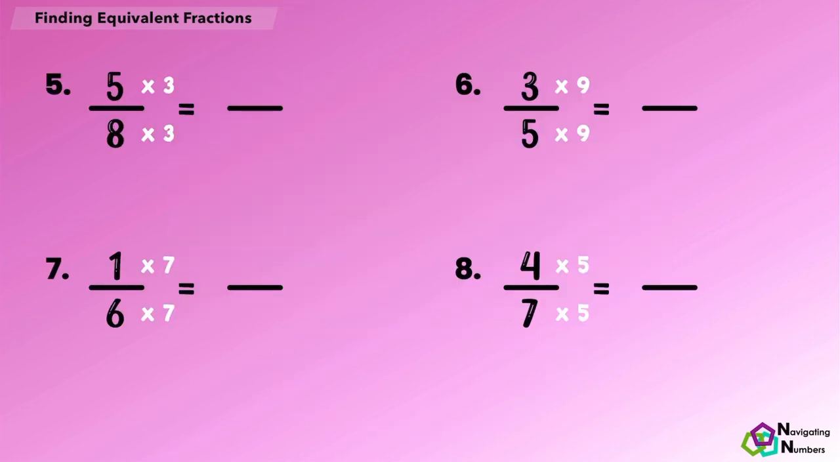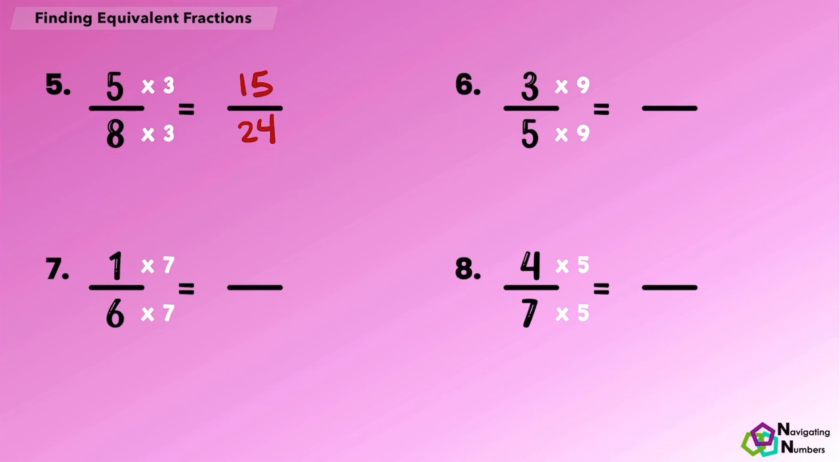Let's do 2 more examples. Number 5, we have 5/8. Let's multiply both of them times 3. 5 times 3 is 15. 8 times 3 is 24. So here those two fractions have the same value.